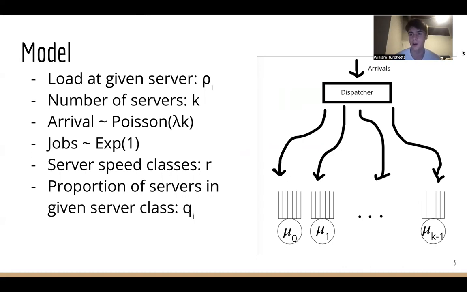We'll say that there are server speed classes. What this means is if every server is running at the exact same speed, then R is 1, and if everyone's running at a different speed, R will be K. So it ranges from 1 to K. And we'll call the proportion of servers in each given server class Q sub i. So if we have 1,000 servers, 500 running at one speed and 500 running at the other, R would be 2, Q sub 1 would be 0.5, and Q sub 2 would be 0.5. Also, in this model, we'll be running processor sharing for most of our analysis and results.